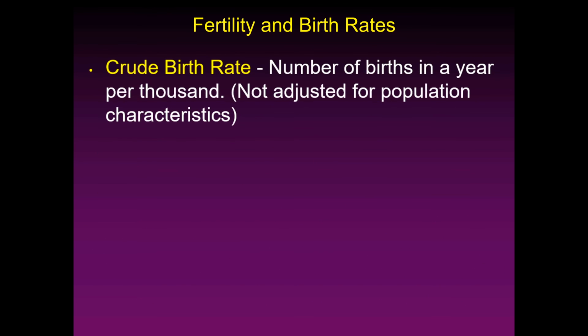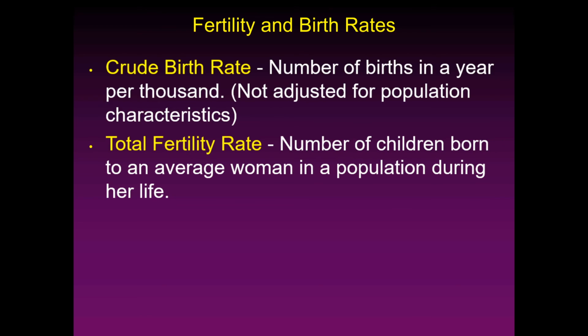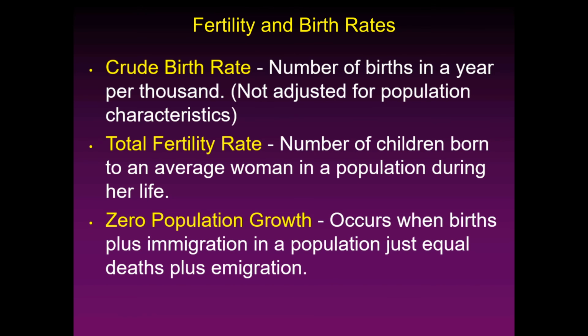So fertility and birth rates. Crude birth rate is the number of births in a year per 1,000 people, and it's not adjusted at all for population characteristics. Total fertility rate is the number of children born to an average woman in the population during her life. That is going to be the key: the total fertility rate. And then zero population growth is where birth and immigration are equal to deaths and emigration. So in equals out means zero population growth.